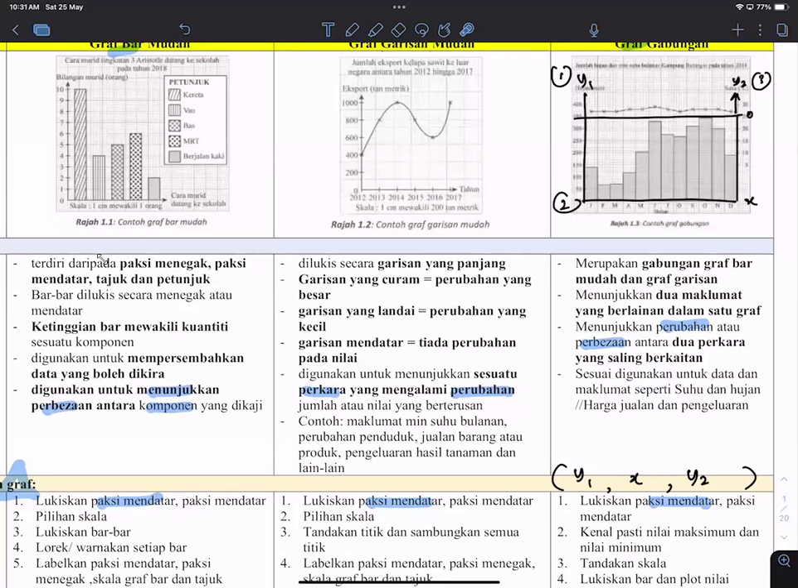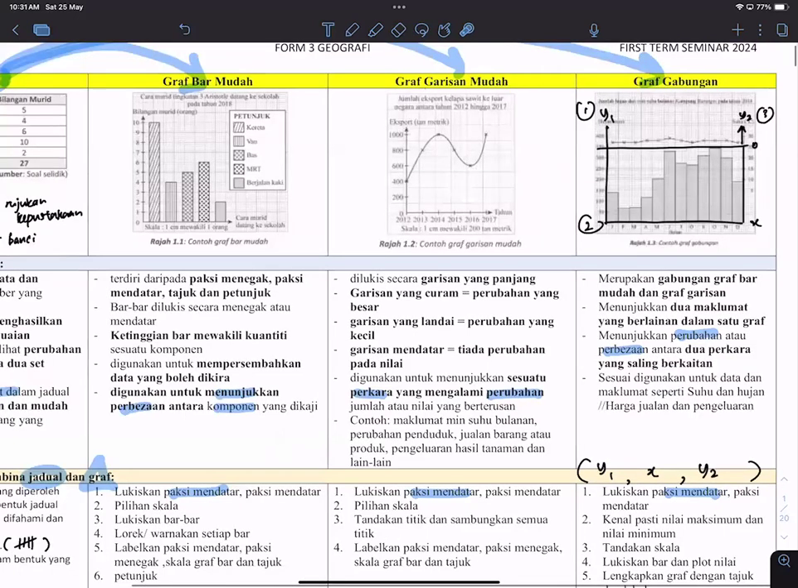So if you know how to draw for the graph gabungan, then it's much easier that we try to cover back your graph mudah. So for graph mudah, the steps, just try to prepare your paksi x and then paksi y. Same for your graph garisan, paksi x first and then paksi y. But the main thing is graph bar mudah, which is quite common to come up within your first term exam and then your final term. The final term can be graph bar mudah too.